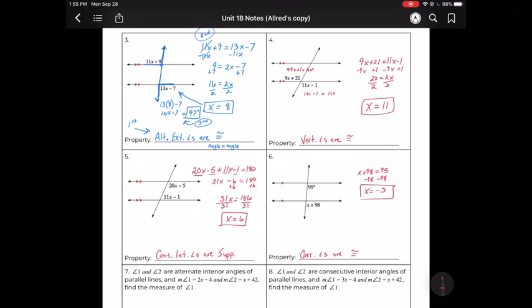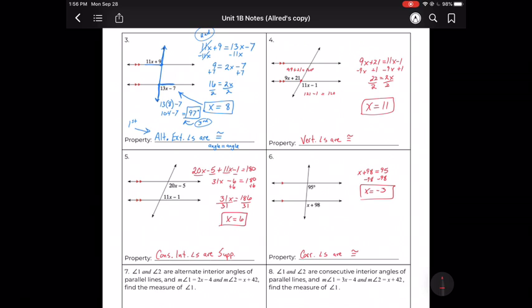For number 4, those are vertical angles. They are across or opposite from each other along two intersecting lines. And vertical angles are congruent, so I set the two angles equal to each other. And so, when I solve that equation, I get x equals 11.